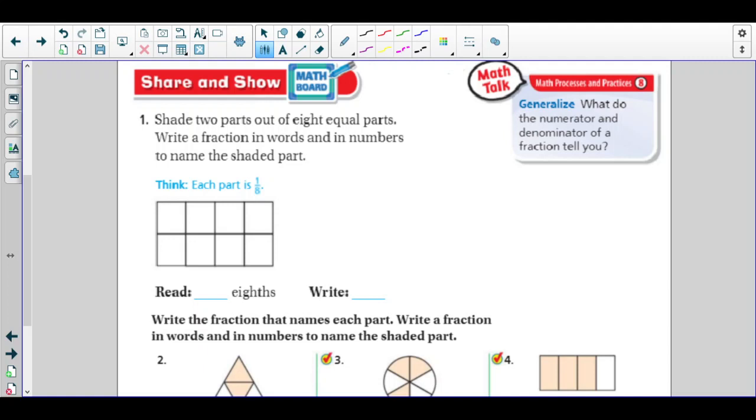All right. I am anticipating all kinds of great answers here, but just in case you happen to miss one or are confused on one, go ahead and change it. This is the portion of the assignment where it's okay to make mistakes. Actually, it's okay to make mistakes anywhere, but here especially is you taking the information that we just heard and seeing if you can do some of it on your own. So right now it says shade 2 parts out of 8 equal parts and write a fraction in words and in numbers to name the shaded part.